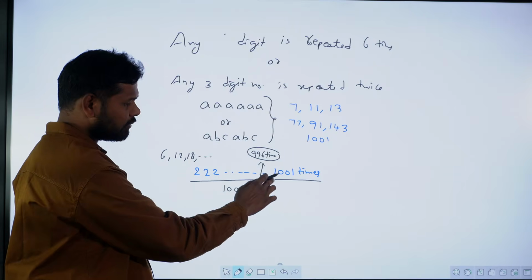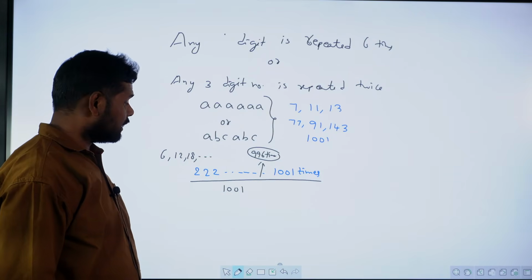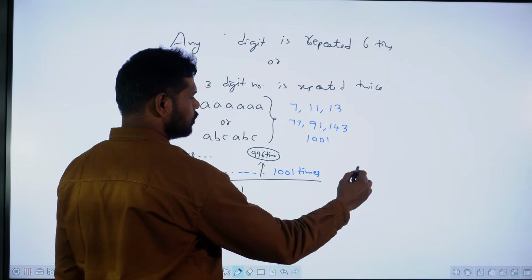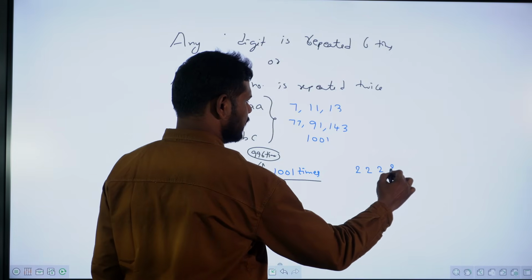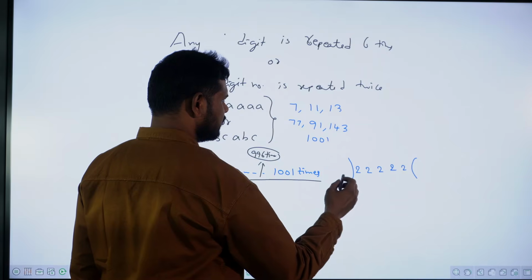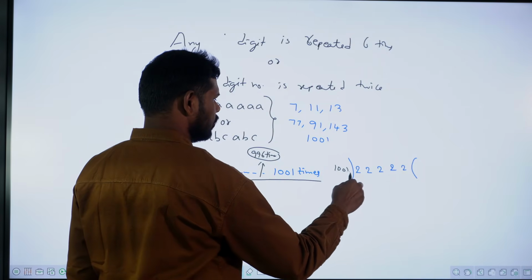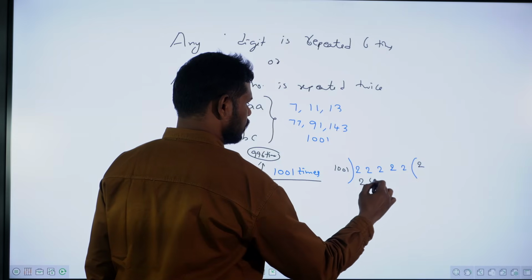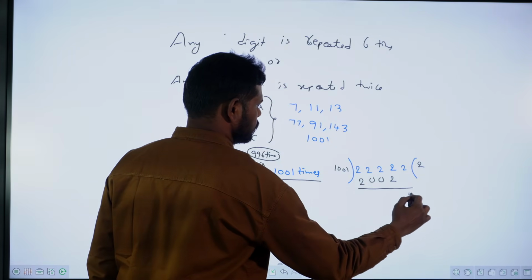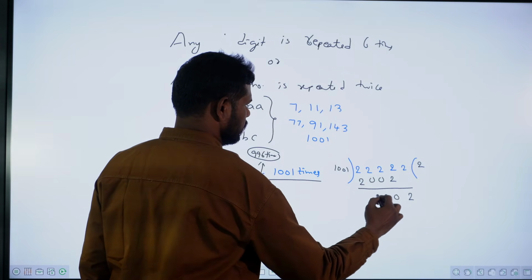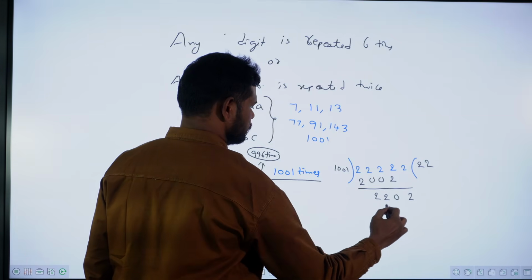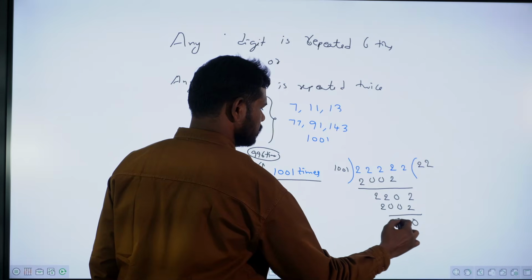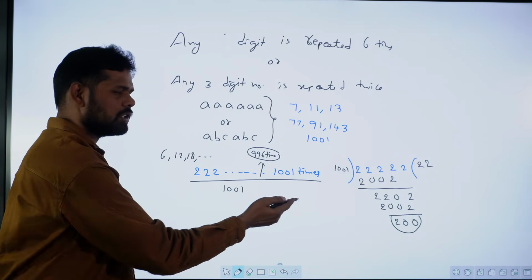But after 996, how many twos are there? 5 twos are there. After 996, up to 1001, 2, 2, 2, 2, 2. Now just divide this number by 1001 and you get the answer. 1001 into 2 is 2002. What is the remainder? 0, 0, 2. Wow. The remainder for this question is 200. Simple.